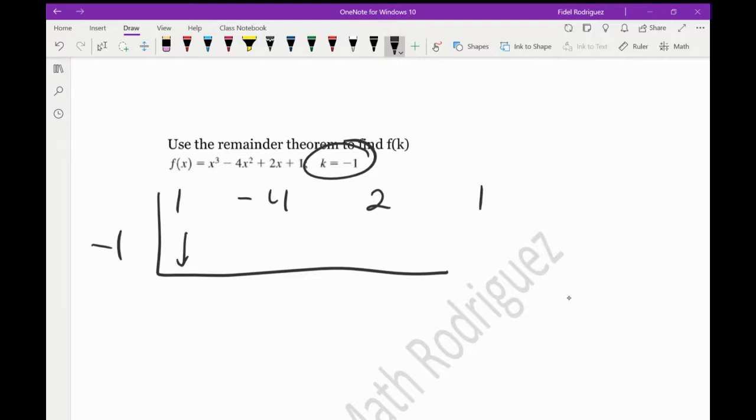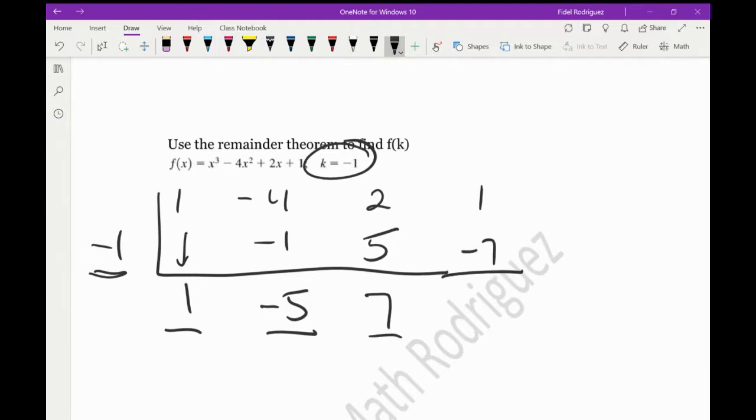So first step, bring down the 1, and we multiply. Negative 1 times 1 is a negative 1. We add them together, that's a minus 5. We multiply. Negative 1 times negative 5 is a positive 5. We add those numbers together, that gives me a 7. We multiply again, negative 1 times 7, negative 7. We add these numbers together, that's a negative 6.